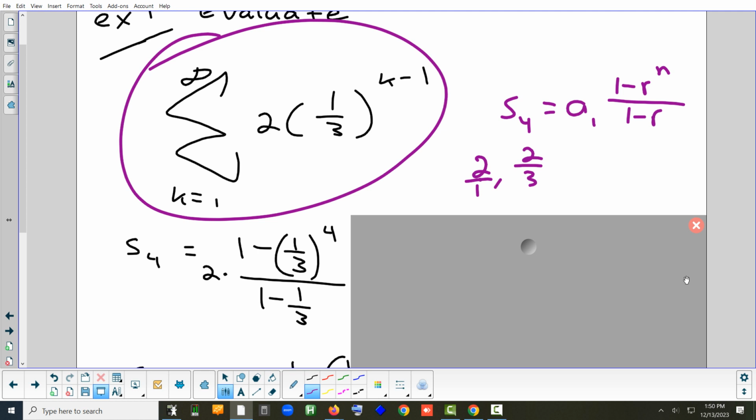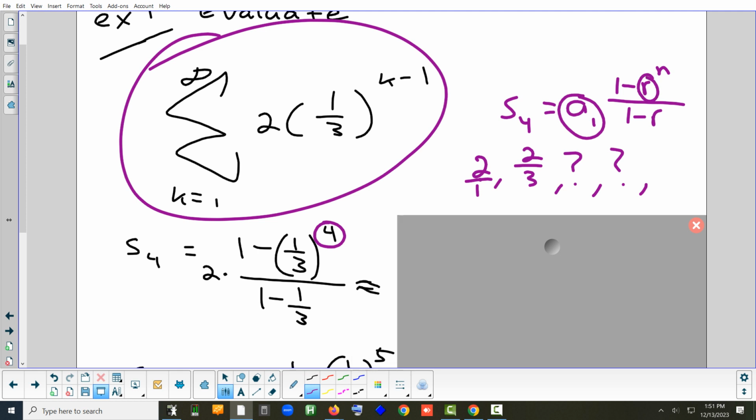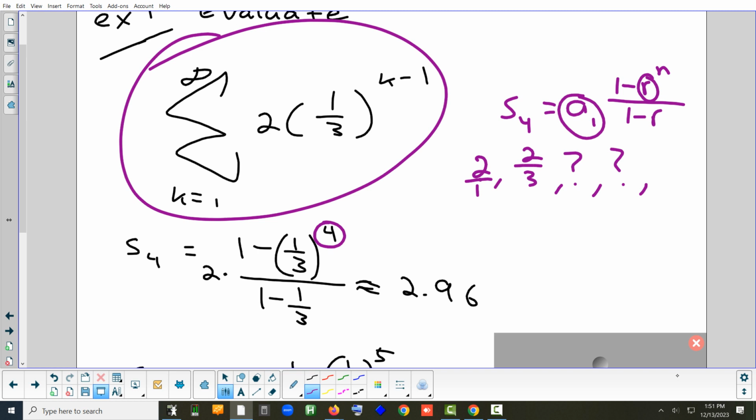R is 1/3, and the first term is a 2. And why is this a 4? Because I'm adding up the first 4 terms. Now, I'm not even going to figure out what the third term and the fourth term are. I could if I wanted to plug in 3 and 4, but I don't need to use this formula. All I need is the first term and what I multiply by each time. And that comes out to about 2.96.